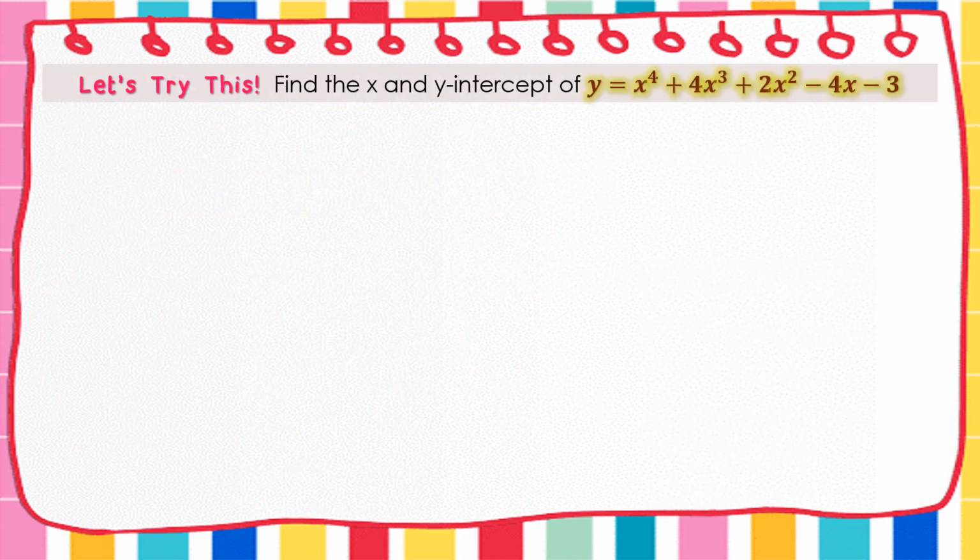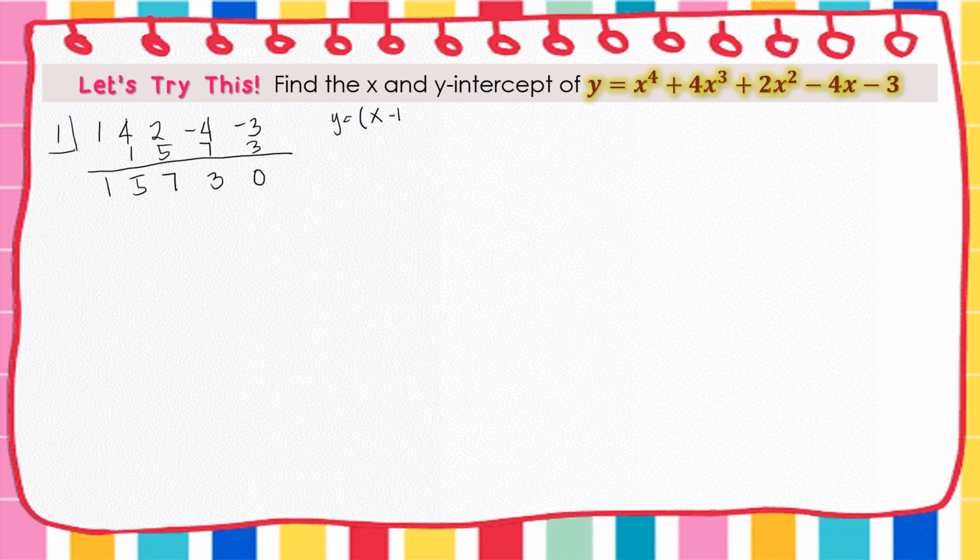Another example, let us find the x and y intercept of y equals x to the fourth plus 4x cubed plus 2x squared minus 4x minus 3. Again, first step is to factor completely the polynomial. So, I'll use synthetic division again. I have 1, 4, 2, negative 4, and negative 3. Let's use 1. 1, 1, 5, 5, 7, 7, 3, 3, 0. So the first factor is x minus 1.